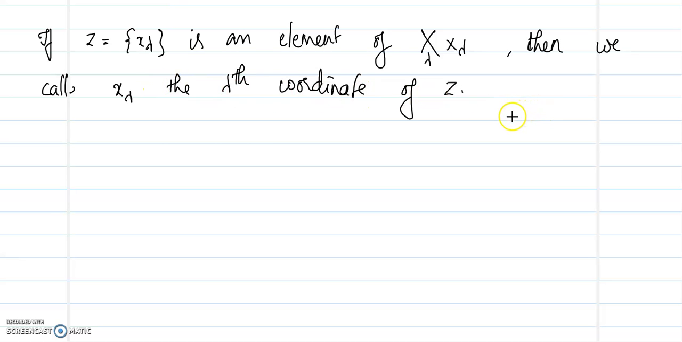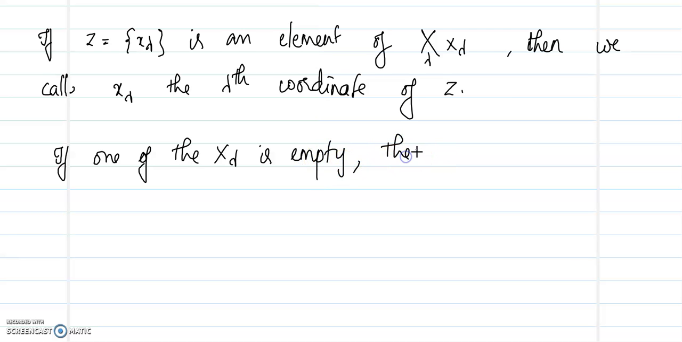When you take a direct product, the X lambdas must be non-empty, and if one of the X lambdas is empty, then the entire product becomes empty. So if one of the capital X lambda is empty, then in that case the direct product of X lambda is also empty.